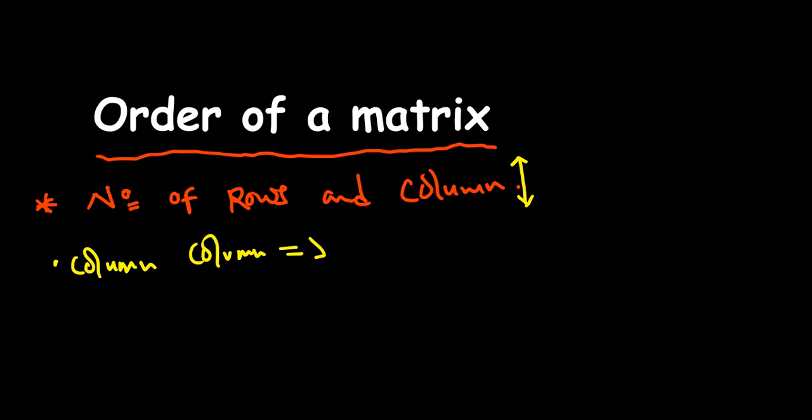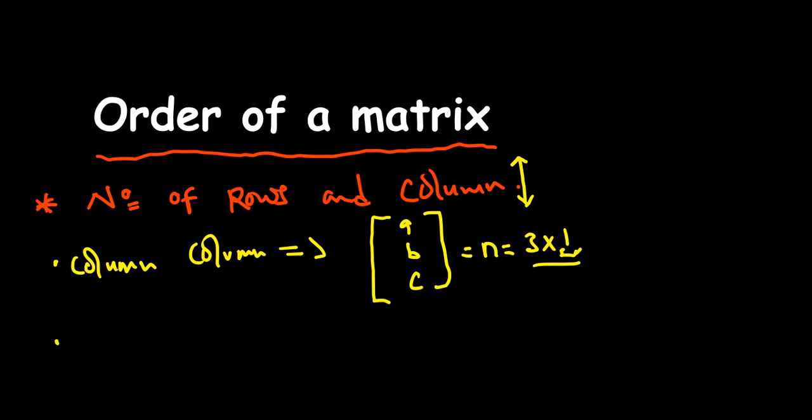For example, we can represent it in this form. We can say A, B, and then C. If we describe the order of this matrix, it will be 3 by 1. The number of columns is just 1. So this here is a column matrix.